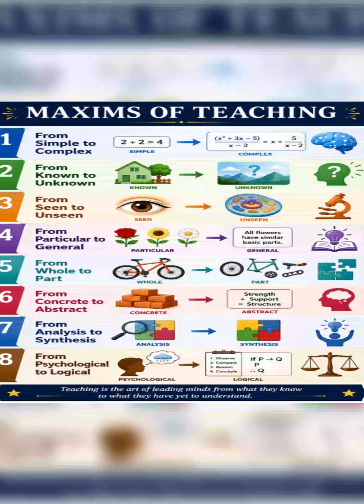Number 8, from psychological to logical. This is all about meeting students where they are. You must cater to a learner's psychological state, their curiosity, reactions, and natural development before organizing the material into a strictly structured, formal, and logical system.